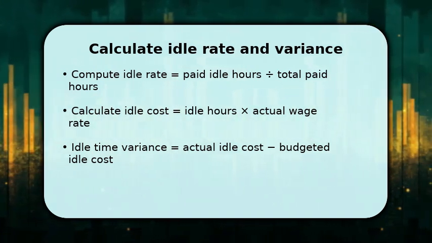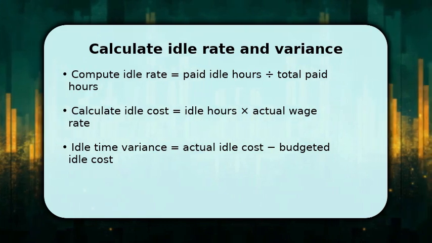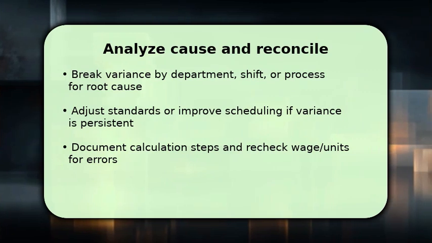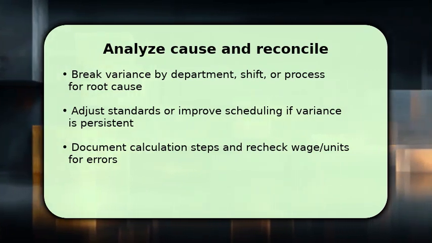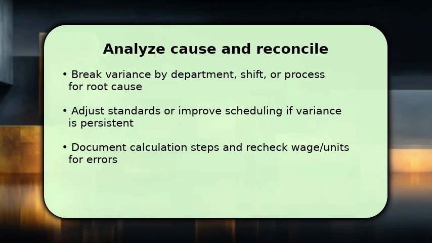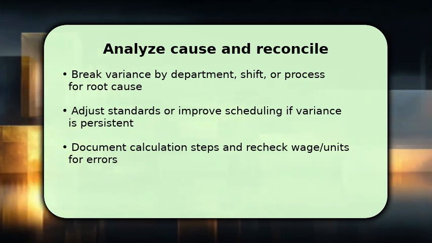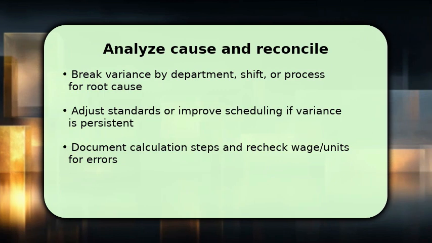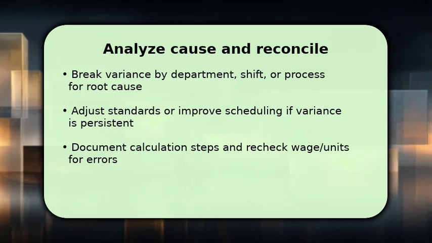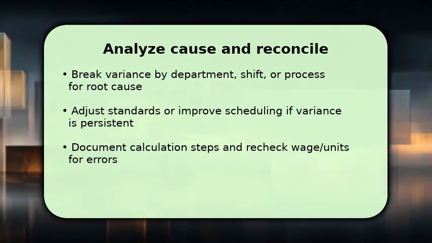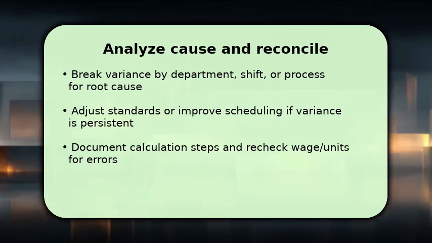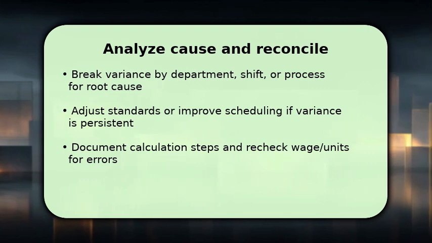You finish by dissecting the variance. Allocate it to departments, shifts, or processes to find repeatable causes like downtime, training, or bottlenecks. Once identified, prioritize fixes such as schedule optimization or cross-training. If the variance repeats, update budgeted idle assumptions or standard times. Make sure to reconcile numbers, double-check wage rates, units produced, and period alignment. If figures still look off, the key troubleshooting tip is to re-verify hour classification.